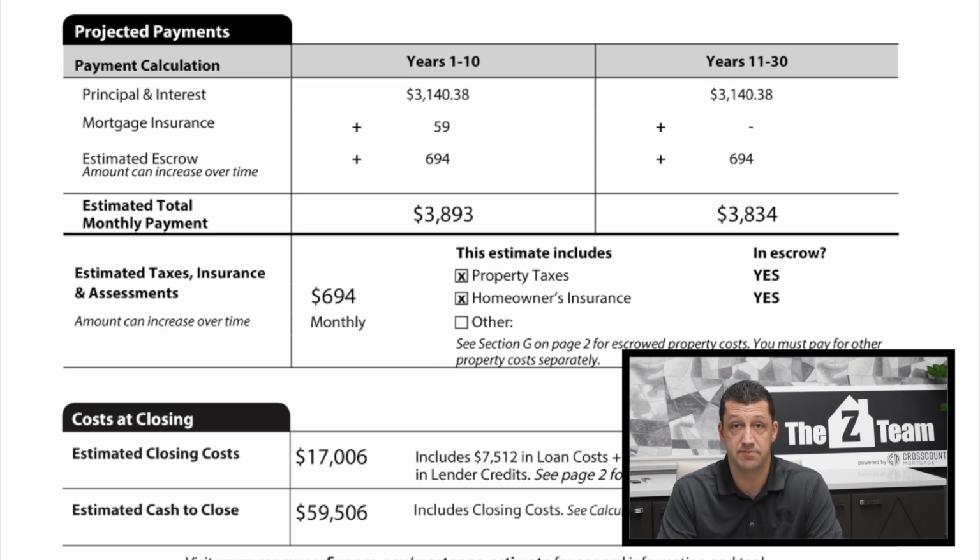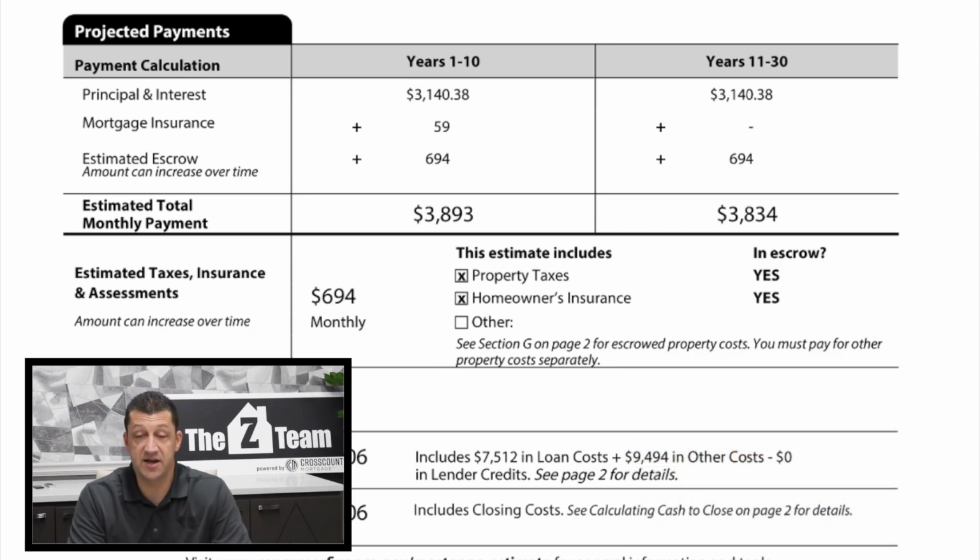Again, this is an estimated amount that the lender has to disclose in good faith. These numbers may change depending on final taxes and insurance that we receive. You as the consumer get to shop for insurance, and your taxes will come directly from the county tax assessor and will be included in your title report. And below that, you see the estimated total monthly payment. And below that is estimated taxes, insurance, and assessments.